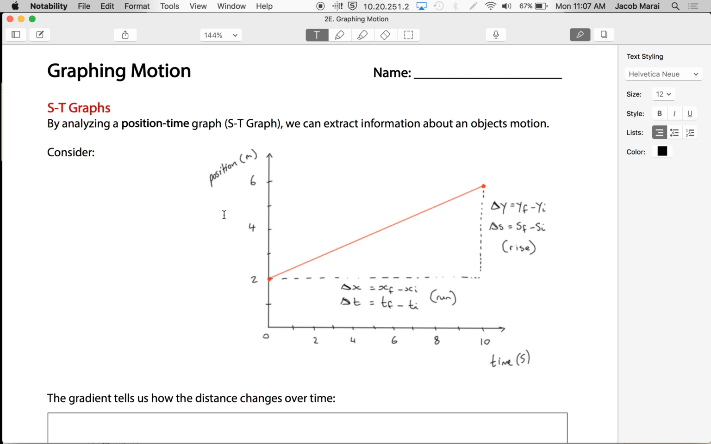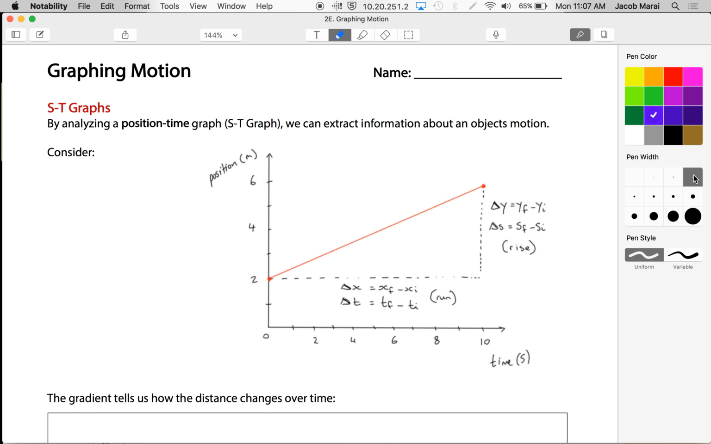So, first page, position time graphs. If we chuck an object's position as it changes over time, we are going to be able to determine a few things. For example, I've now got an object starting 2 meters away from something, and in a time of 10 seconds, it moves to a position of 6 meters away from some reference point. It's moved 4 meters in 10 seconds. If we were to determine the gradient, could we write this down, please?